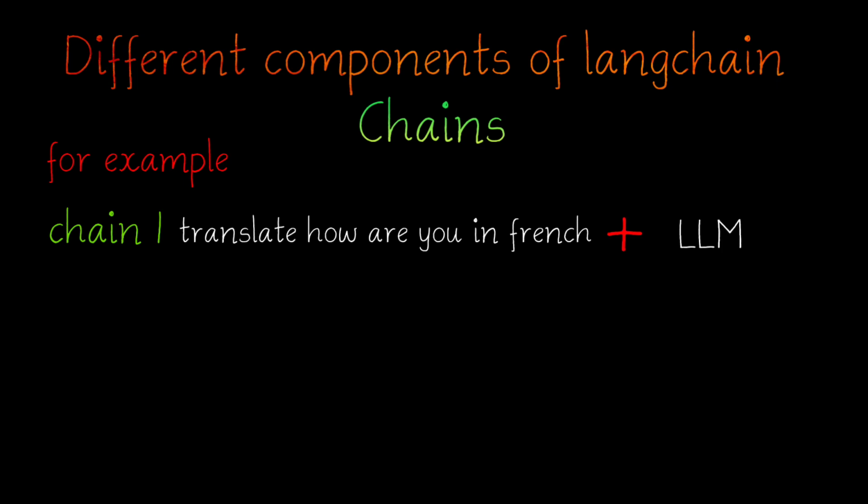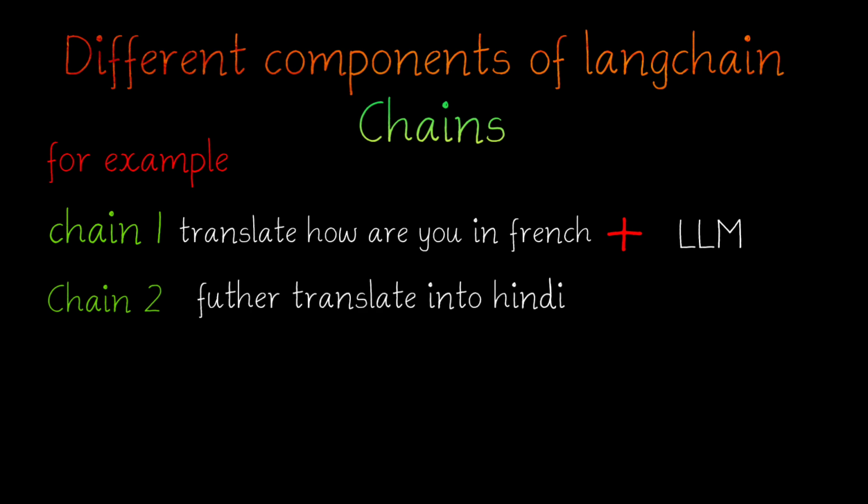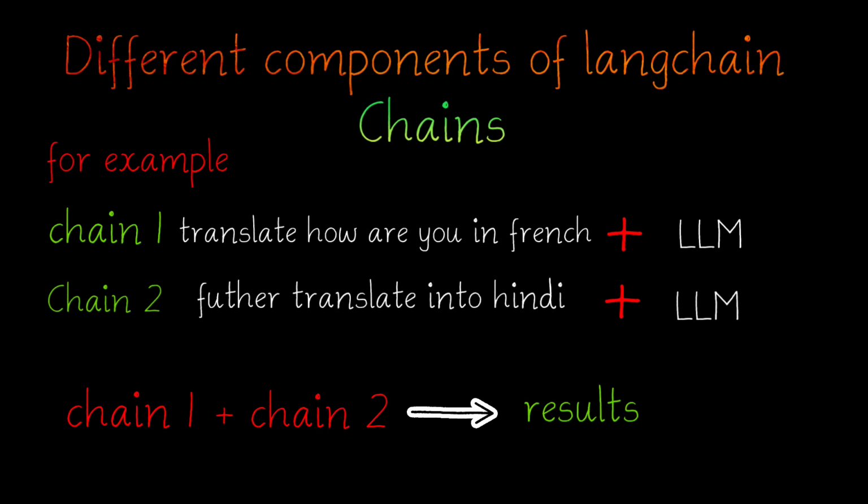combined with the LLM. Next, we have created one more chain, that is chain 2, further translate the words into Hindi, combined with the same LLM. Now, we will combine these two different chains to generate combined results. In this way, multiple chains are possible in different ways in Langchain.